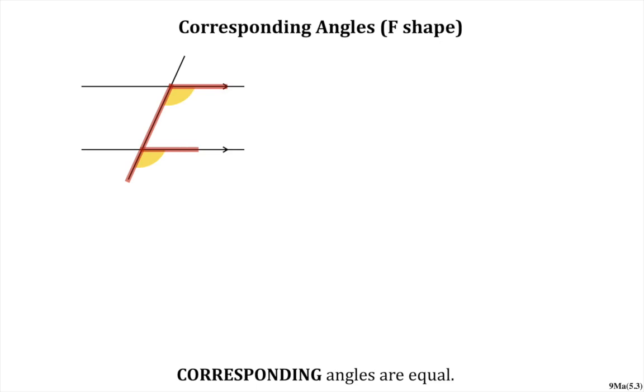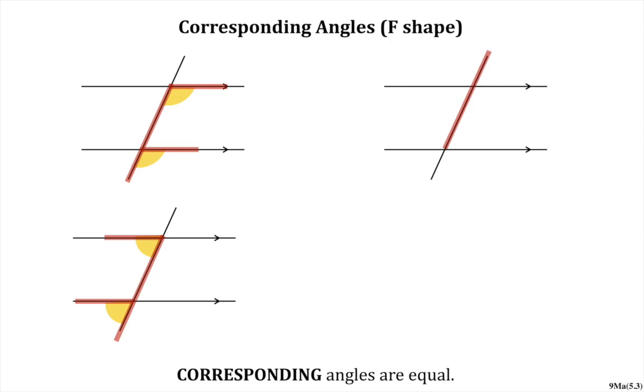They are equal. However, the F may not be a forwards F, it could be a backwards F. Or could be upside down. And it could be upside down in the other way. So when you're looking for corresponding angles, there's actually 4 different pairs of angles that you could find with corresponding angles whenever you have two parallel lines and a transversal.